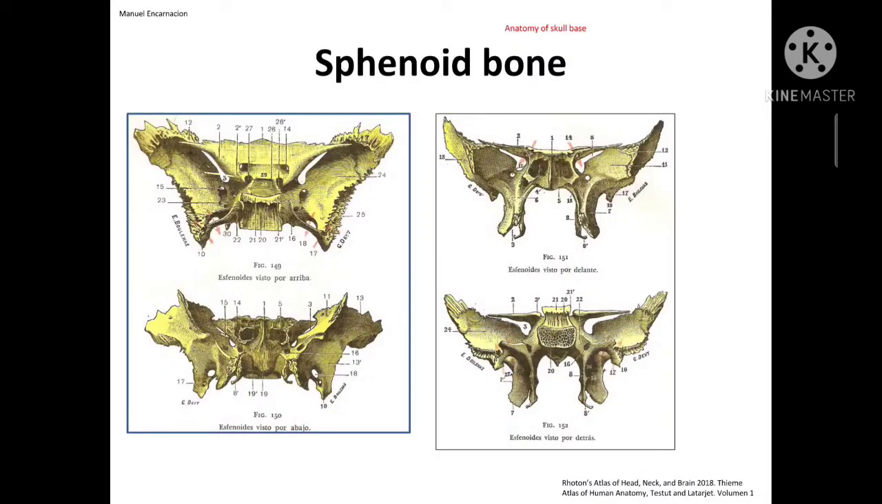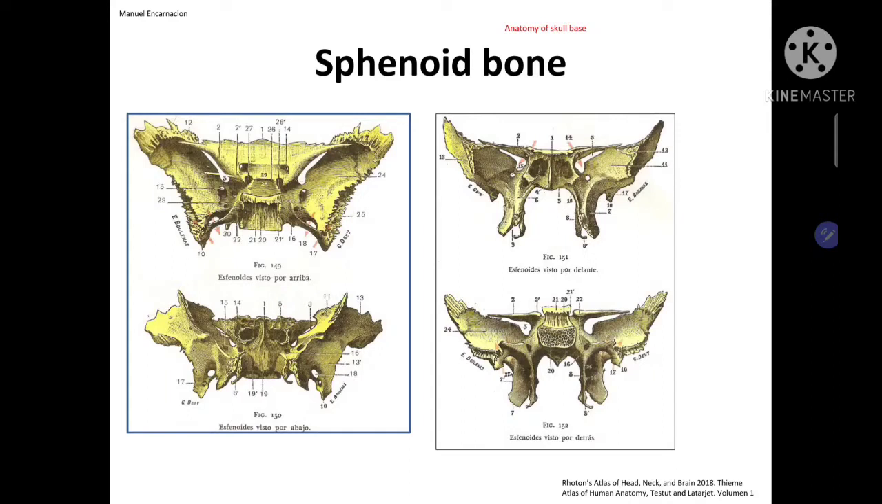Well, today we're going to continue talking about the sphenoid, another one of the bones of the skull base. So we start by saying the sphenoid is a symmetrical bone located in the middle portion of the base of the skull. It has the shape of a wedge. It can be like a butterfly or a wedge shape.